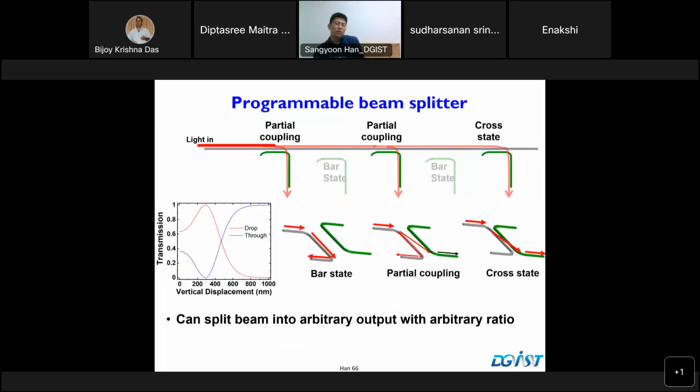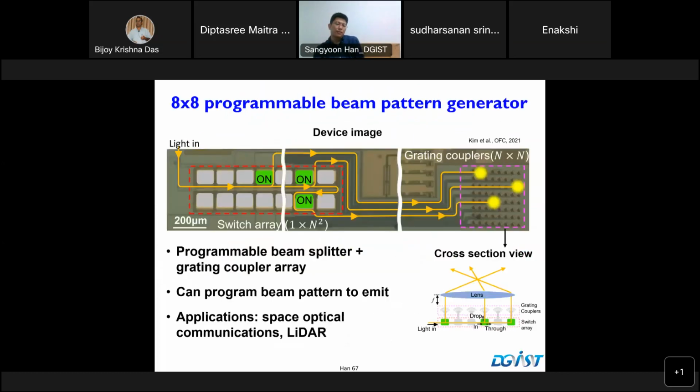Yeah. So another one is that by using the tunable coupler based on MEMS, we have built a programmable beam pattern generator. The basic idea is that this is a kind of beam scanner, but not OPA. OPA is where you emit light through all the grating couplers at the same time and just change the relative phase between them. But here, this is called the focal plane switch array concept. This concept we didn't develop, but we developed it using MEMS. This is our contribution.